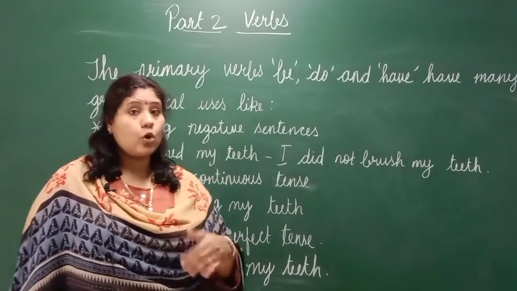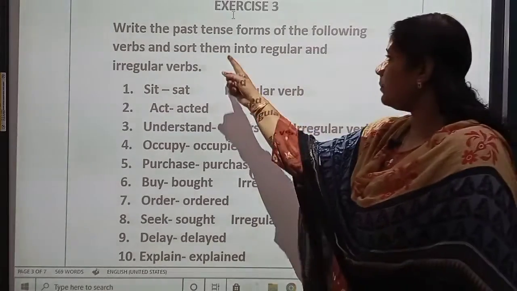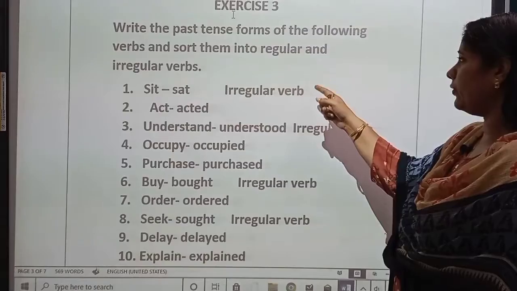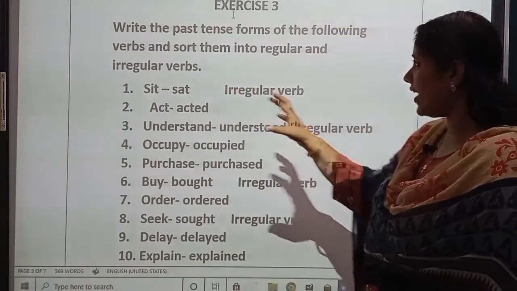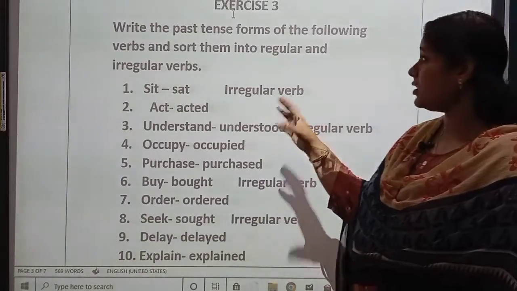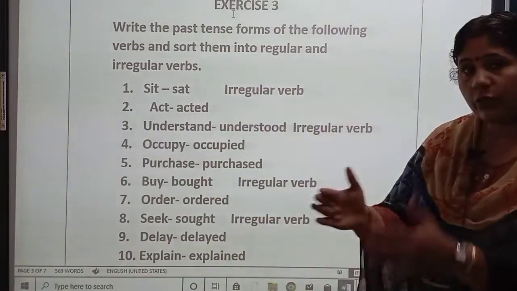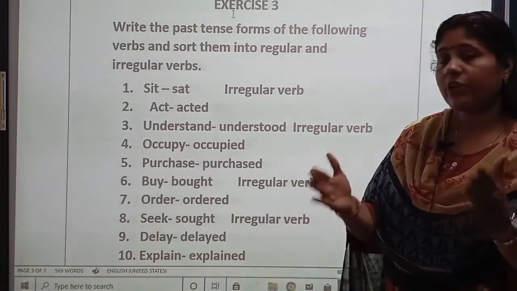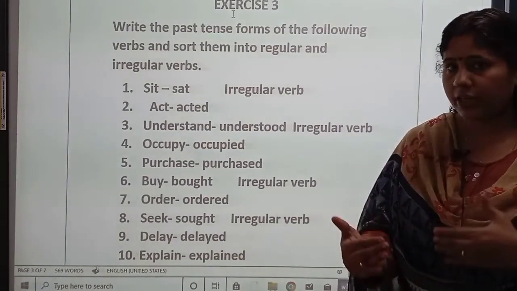Now let's move on to the exercise. Let's do exercise 3. Write the past tense forms of the following verbs and sort them into regular and irregular verbs. So you have to find the past form, the V2 form, of the verbs given, and also divide them into regular as well as irregular verbs. Irregular verb means the verb that is formed in another form. Okay.